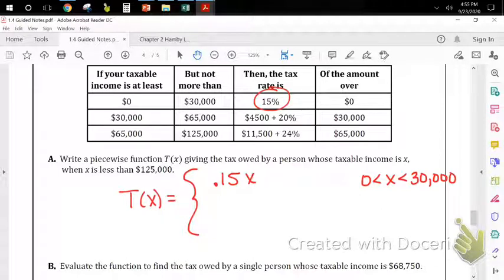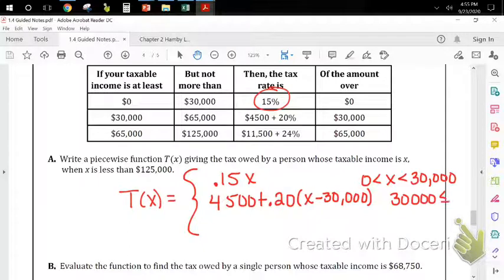Then if their income is between $30,000 and $65,000, they're going to pay the $4,500 plus 20% of their income over $30,000, okay? And they do that when their income is $30,000 up to, but not including, the $65,000. I'm sorry, I'm out of room.